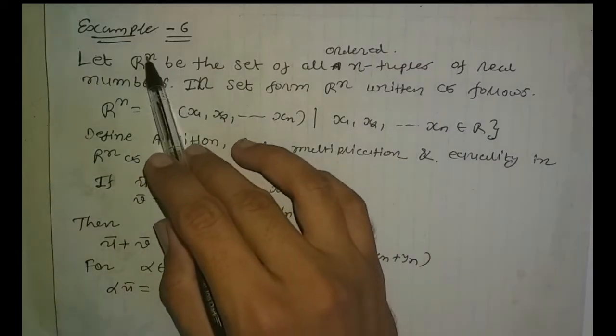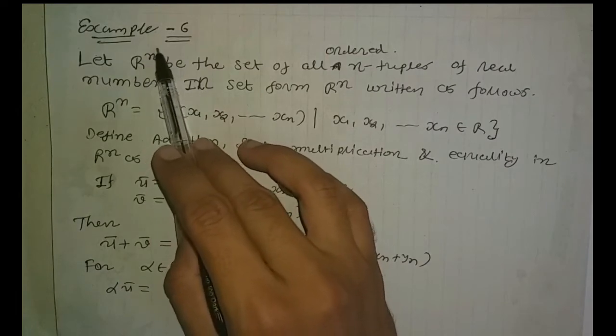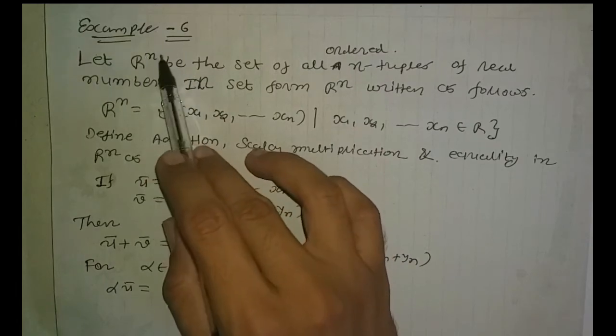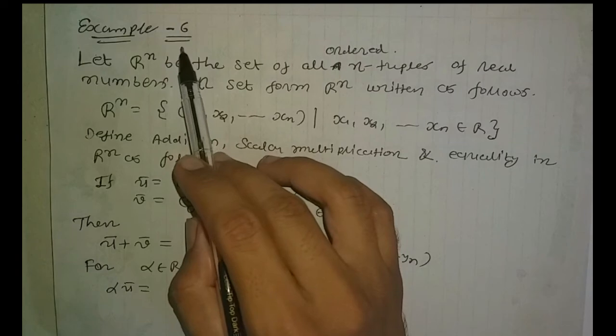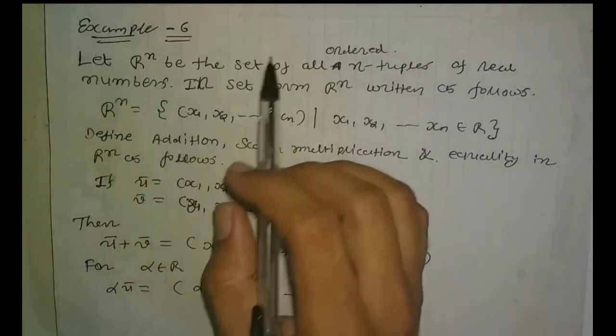If we consider n is equal to 3, then we get the R3 space. If n is equal to 4, then we get the R4 space. If n is equal to 2, then we get the R2 space. This is the plane. R3 is our 3-dimensional space.